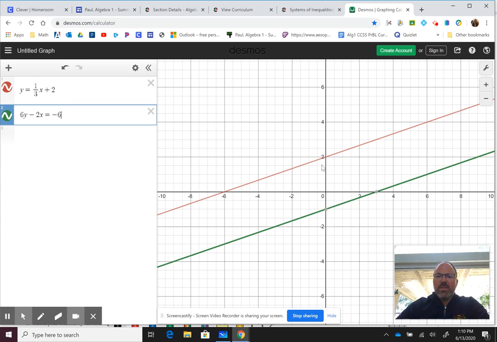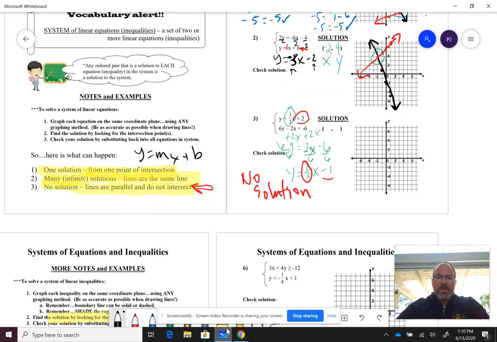Okay, these are two parallel lines. They're not going to cross or intersect each other. Notice that the second one I put in just as it was given. You don't have to put the equations in slope-intercept form. It'll still graph them for you guys. When you get on to other things, well, for the inequalities, I'll show you guys that later.